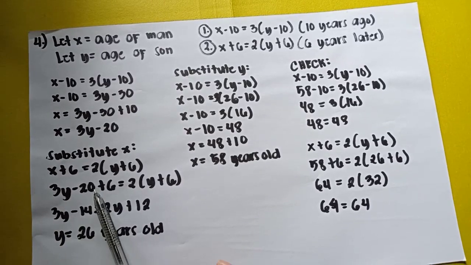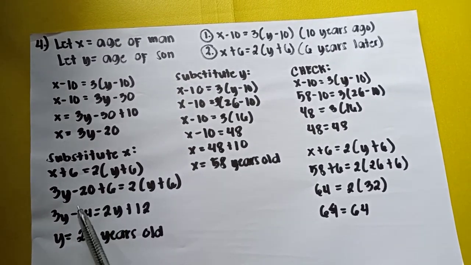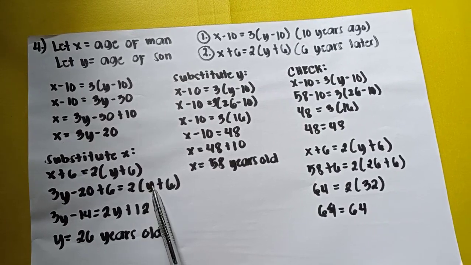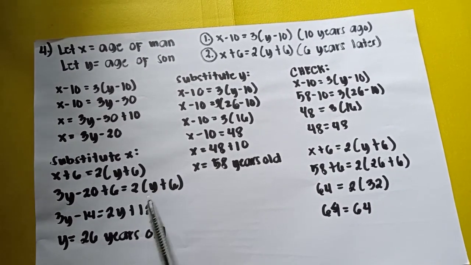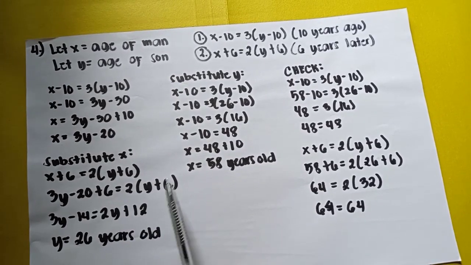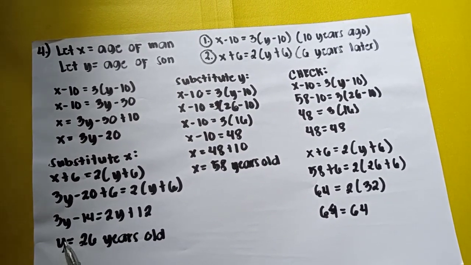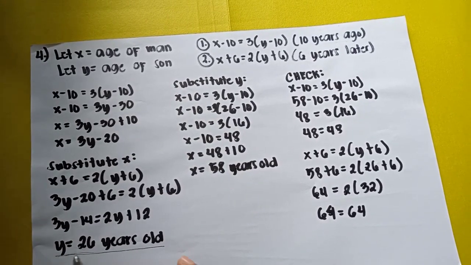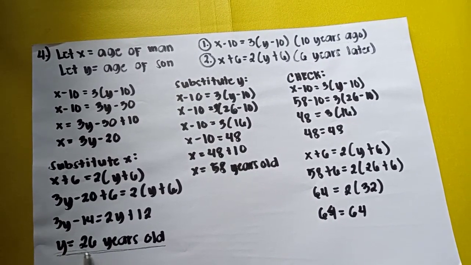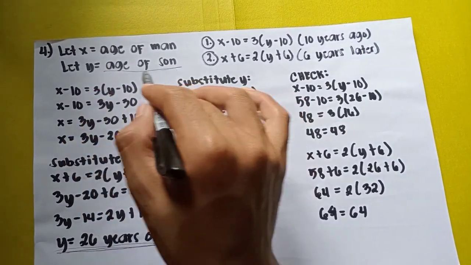3y minus 20 plus 6 is 3y minus 14, equals 2y plus 12. 2 times y is 2y, and then 2 times 6 is 12. Our y is 26, the value of our y is 26 years old. So this is the age of the son.